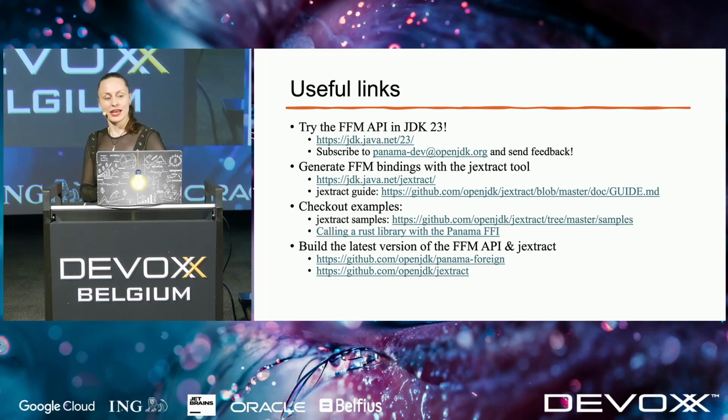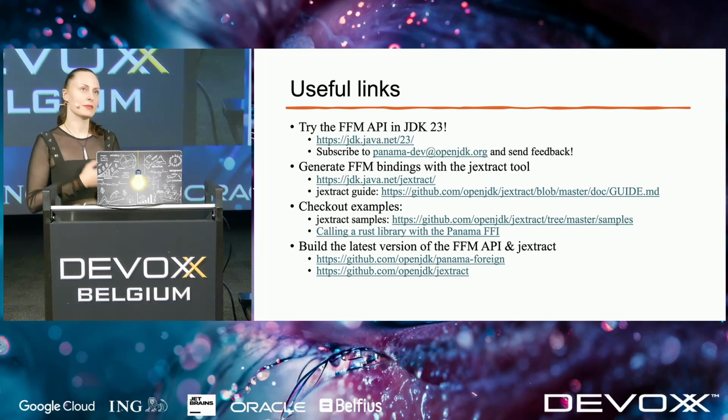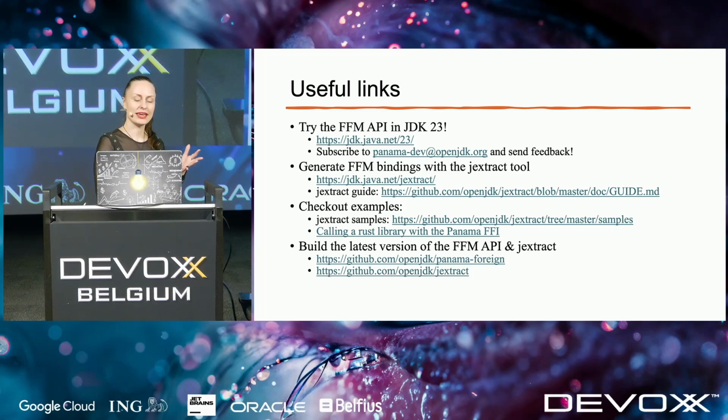Now, the examples that I showed today are pretty much a massaged version of the examples that are in the jextract samples. So you can find jextract samples for way more native libraries to inspire you into building your own. There's a link to the article on calling a Rust library with the Panama FFI. And of course, you can build the latest FFM API and jextract at those repos. So they're also buildable. You can build your own. They're very well explained. So give it a try.